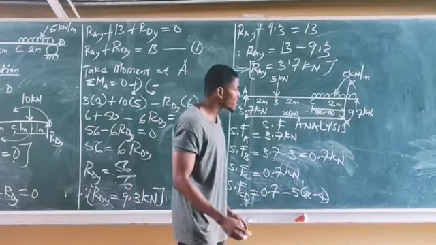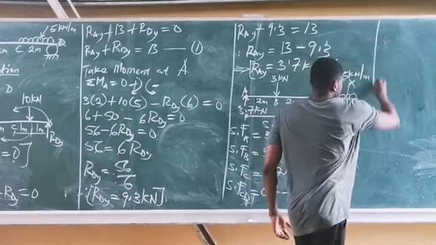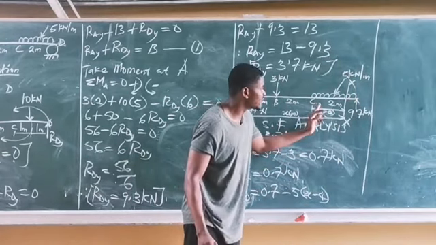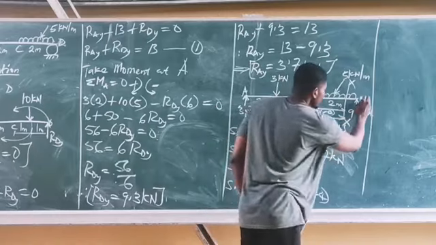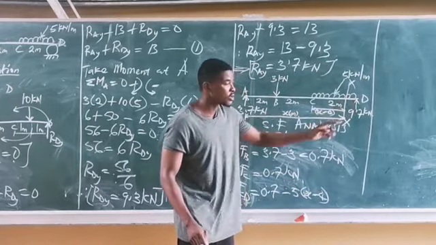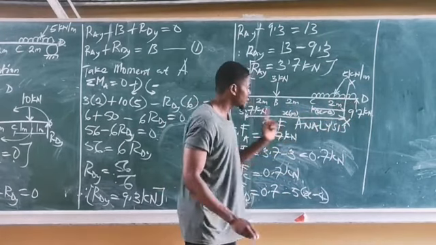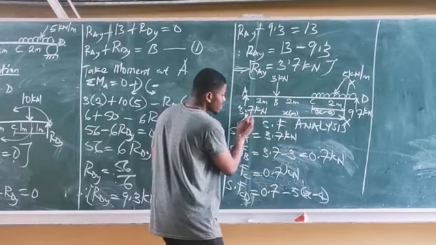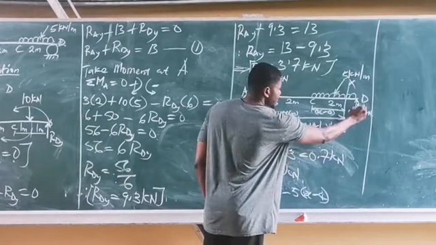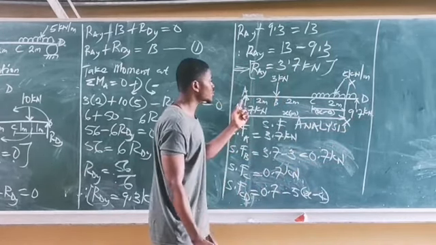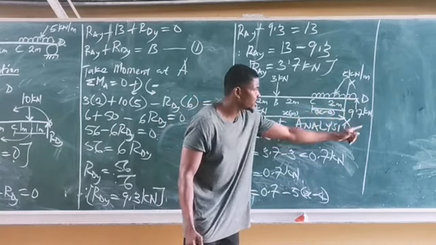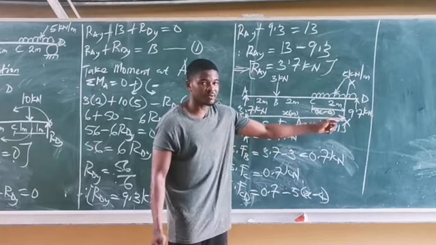Okay, so finally, when we get to point D, remember we took a section along CD, not yet at point D. So when we finally get to D, remember x is moving from point A to the point of section. If x finally gets to point D, x becomes the total length of the beam.